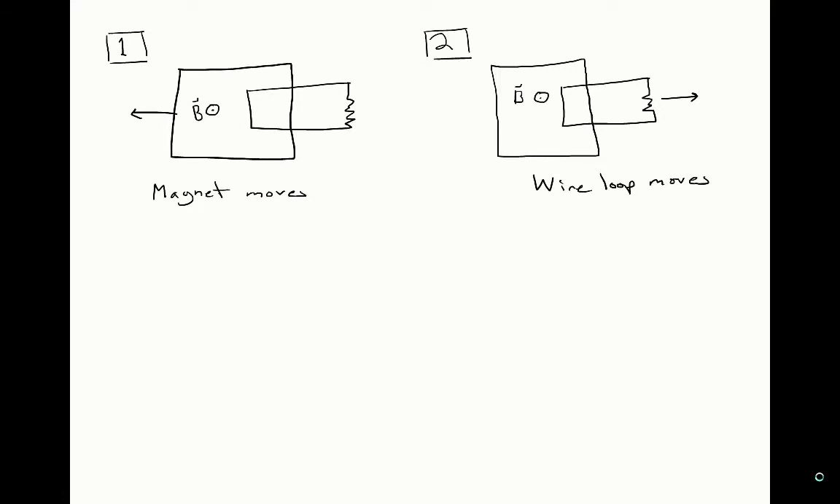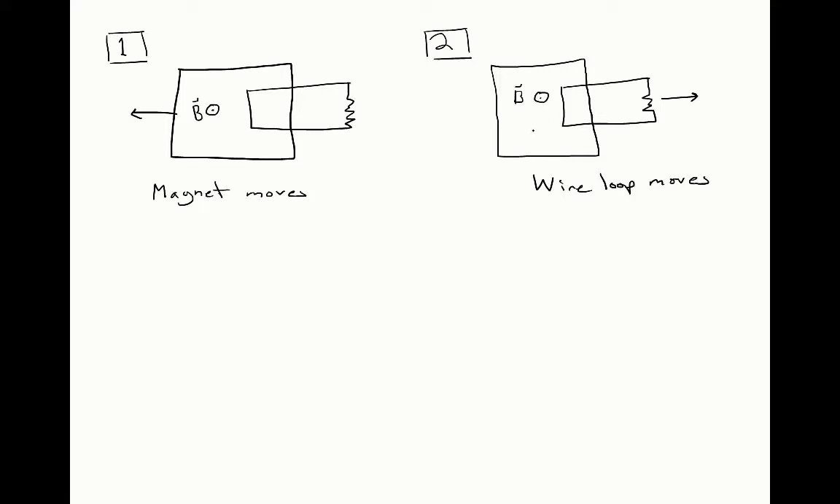Alright, so we looked at these two situations. Let's call the one on the left experiment 1. So we have a magnet. The magnetic field is coming out of the screen, and then we have a wire loop. And we're moving the magnet to the left. This induces an EMF in the wire loop, so we get current flowing around the loop. We look at the experiment on the right. The wire loop is moving to the right, but the magnet with the magnetic field coming out of the screen is stationary.